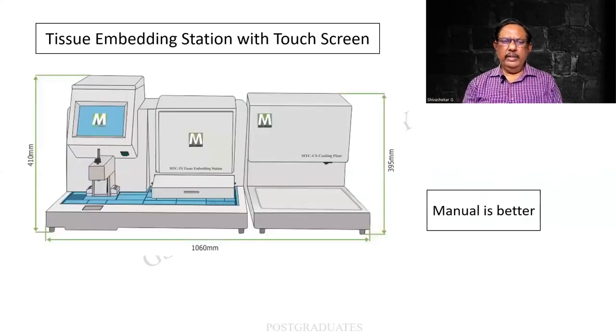This is a tissue embedding. There is a screen that is over there. I find that there is a molten wax that can come in, and then when I cool it, it gets solidified. But as I said earlier, I feel that manual is always much better.